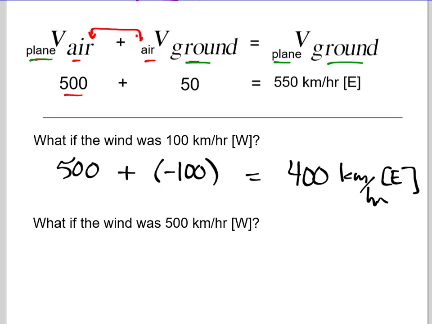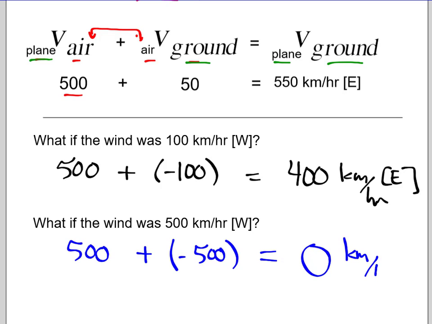Now this is a crazy scenario. You would never experience this because you'd never put a plane up in the air. But what if the wind was traveling at 500 kilometers an hour to the west in the opposite direction of us? So we have our jets firing. We're trying at 500 kilometers an hour going to the east, and this wind is blowing at 500 kilometers an hour to the west. We would be traveling at 0 kilometers an hour. Okay, so we would actually be hovering.